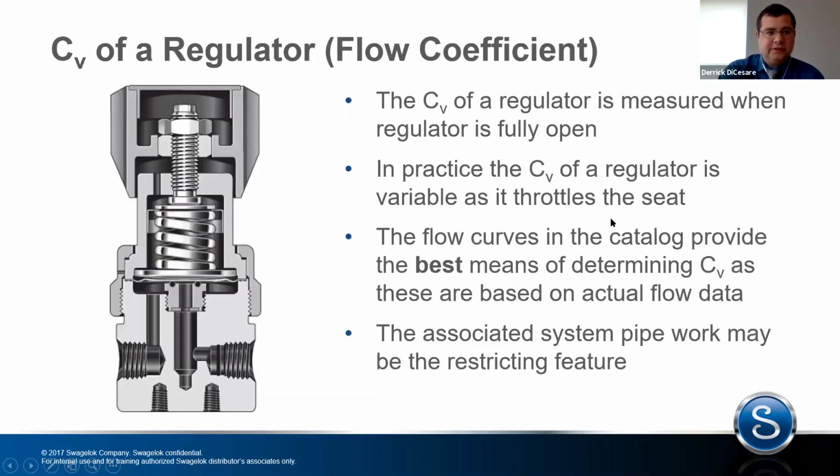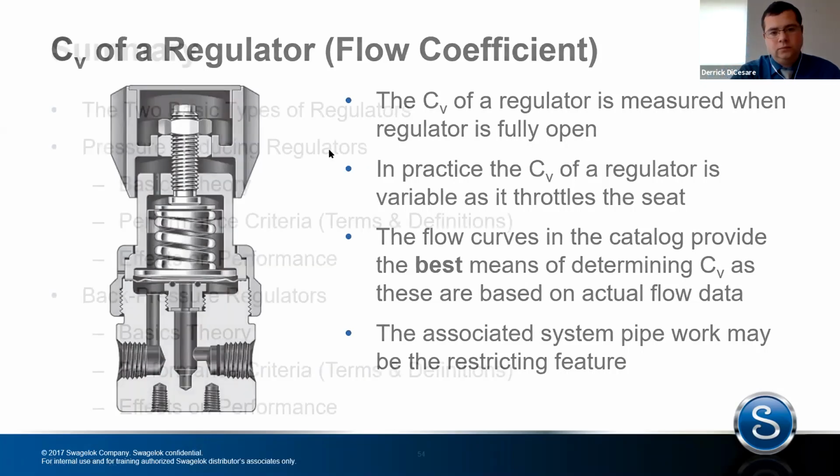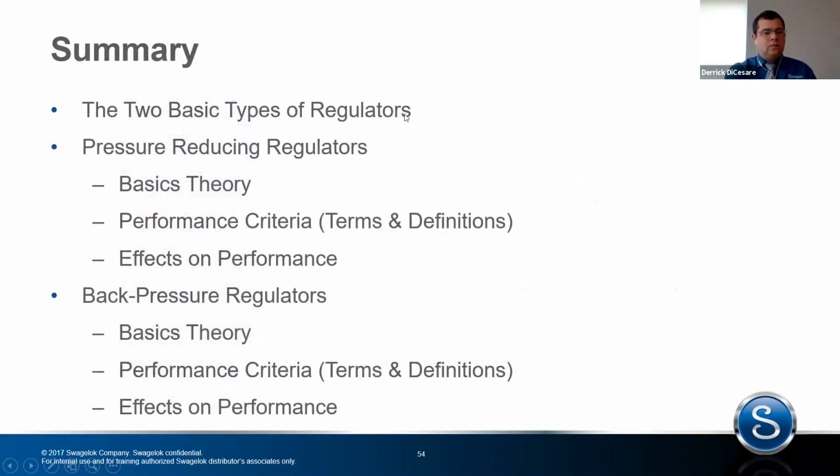So filters, we want to use filters. And again, with the flow coefficient, it's measured when the regulator is fully open. So don't size based on flow coefficient, size by flow curves, or the flow curve generator. Make sure that it's capable of doing what you want. Don't use Cv, it's misleading. So any questions on anything that we've covered so far?